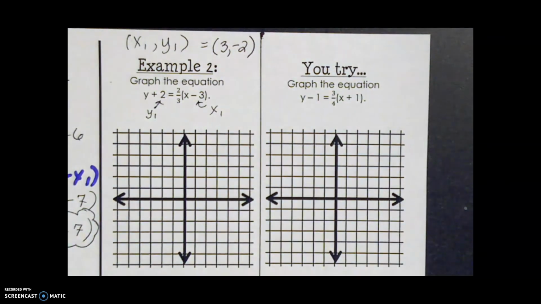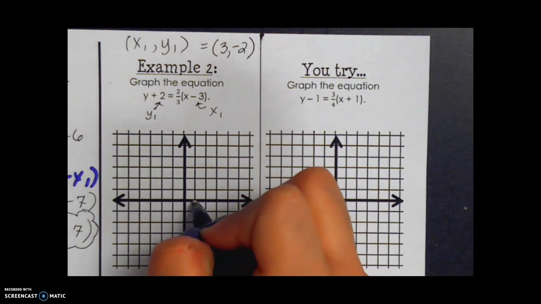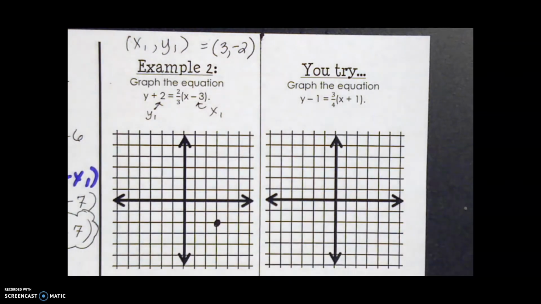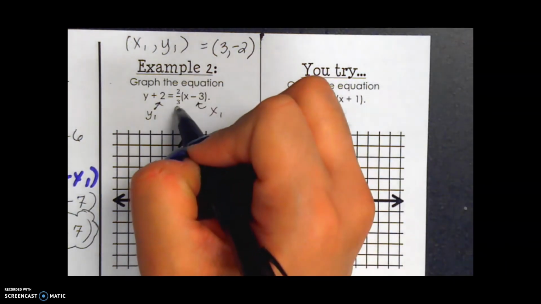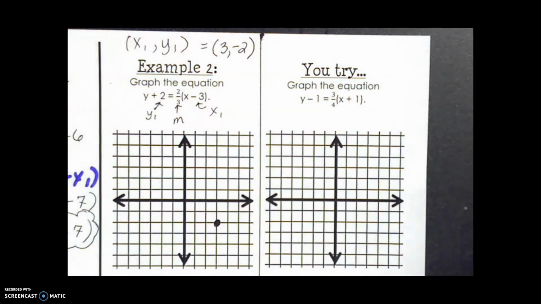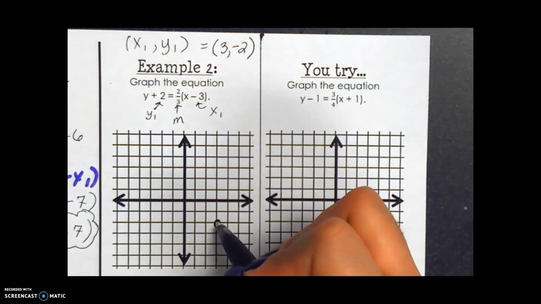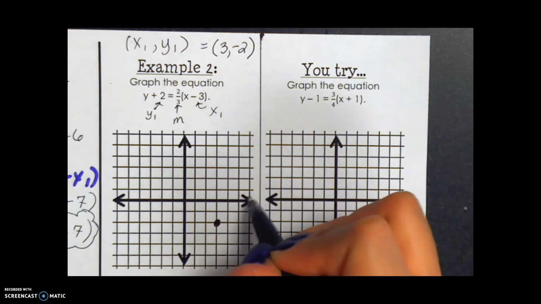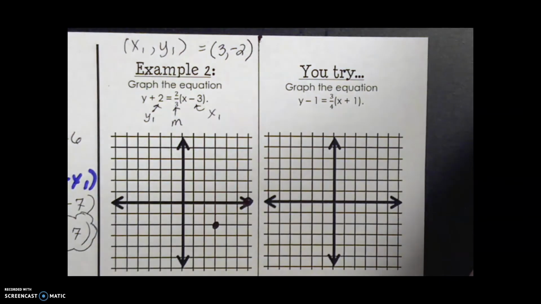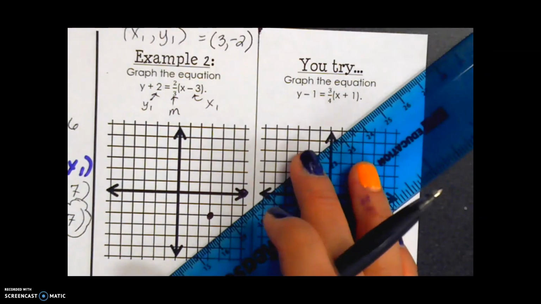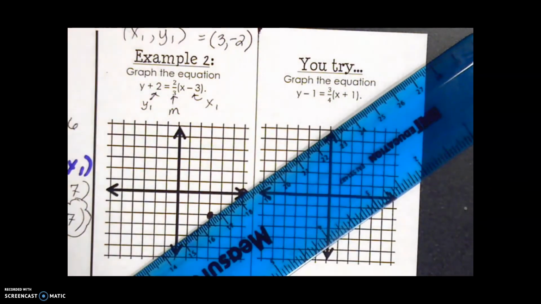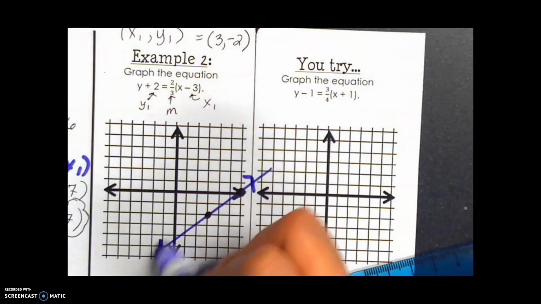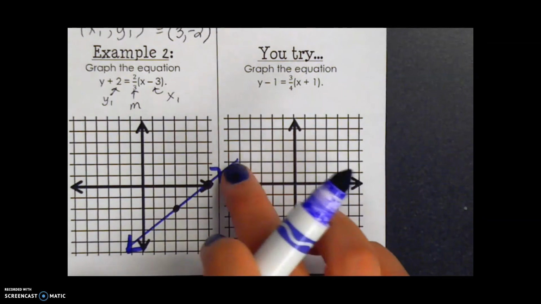All right, so first thing I'm going to do is plot that point. 1, 2, 3, negative 2. And then my slope, let me label it here, is 2 over 3. That means I have to go up 2, right 3. Up 2, right 1, 2, 3. There's my 2 points. I'm going to connect the line. And there it is. Didn't mean to go over.